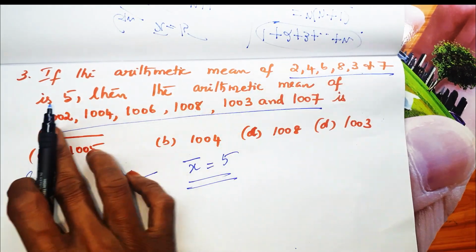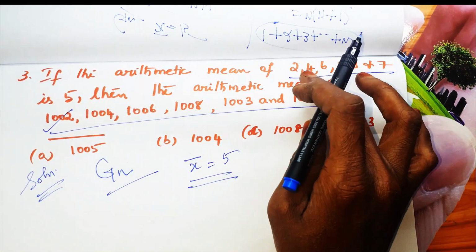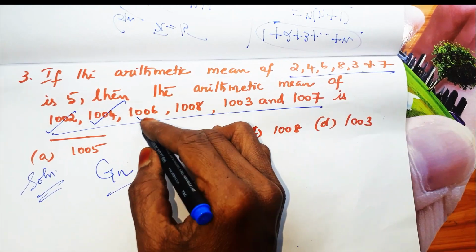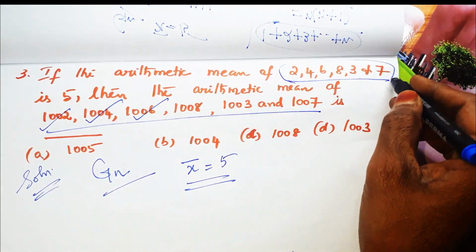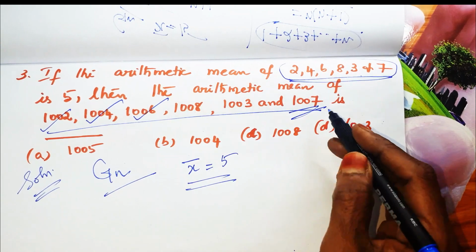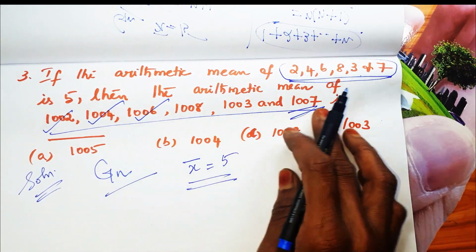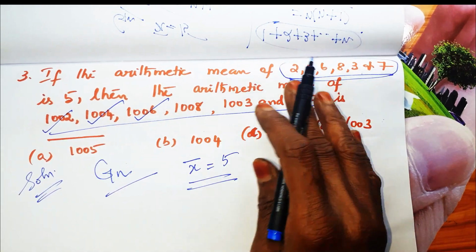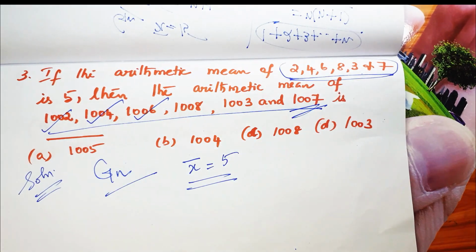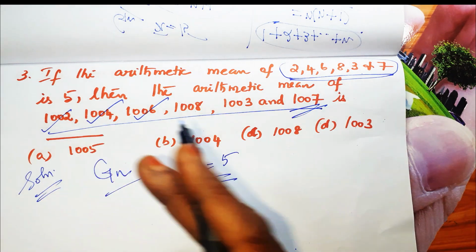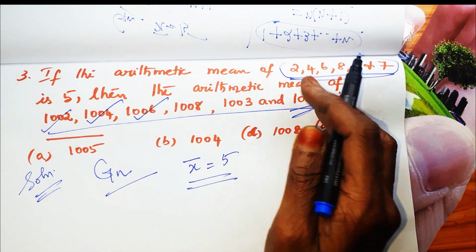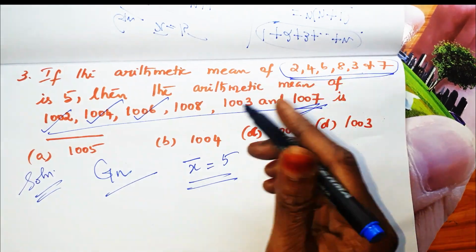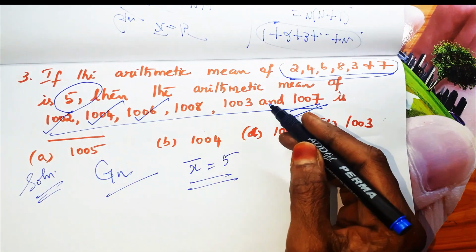2 plus 1000, it is 1002. 4 plus 1000, 1004. 6 plus 1000, 1006. So with all the values here, 1000 is added, right? So we have a property: if a constant value is added to all the entries, it has to be added to the arithmetic mean too. So with whatever data we have, if a constant value is added, with the mean also we have to add that number.